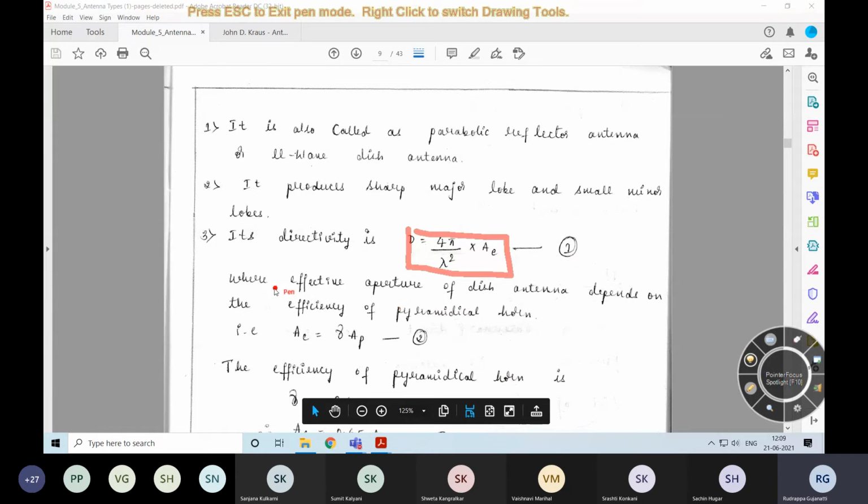Now when we consider this case, depending on what kind of antenna we are using, it can alter. If I just consider a pyramidal horn, its efficiency is around 60% to 65%. It is in this range.